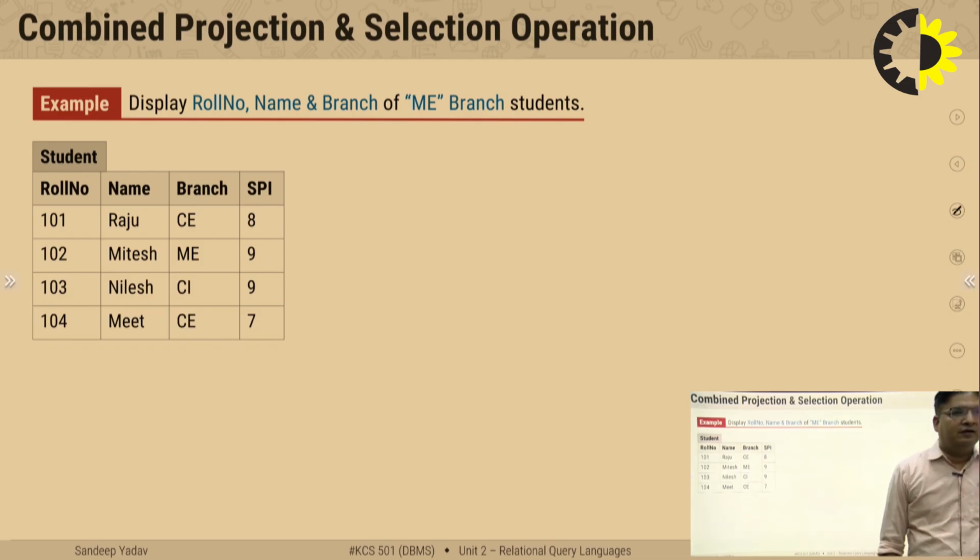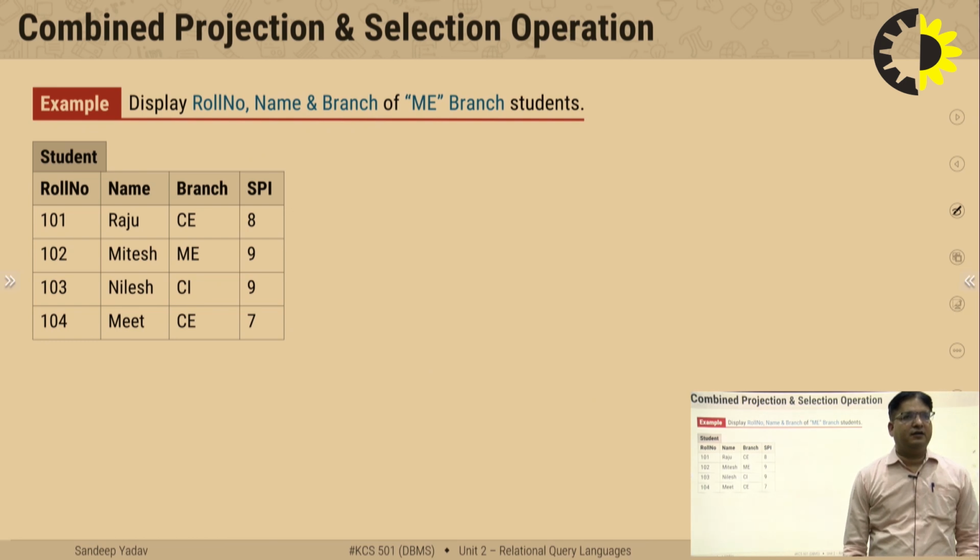Now, the next question is: display roll number, name and branch of ME branch students. So, these questions basically want to find out the attributes based on certain conditions. So, we have to find out the attributes, but we have to specify the condition also. So, this will make use of both the project operation as well as the select operation, but we must remember that we have to first use the project operation and thereafter the selection operation. Let us see how to proceed with this.